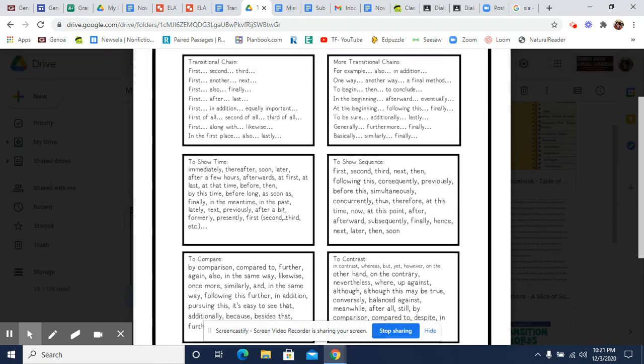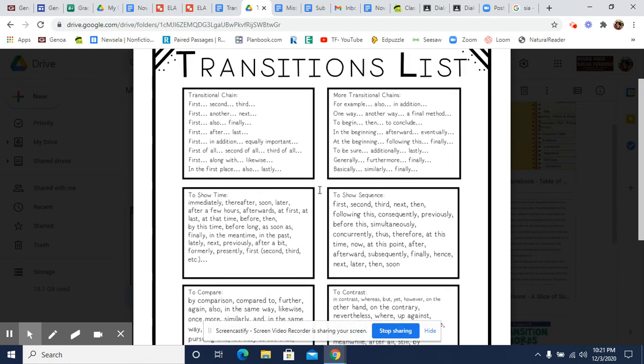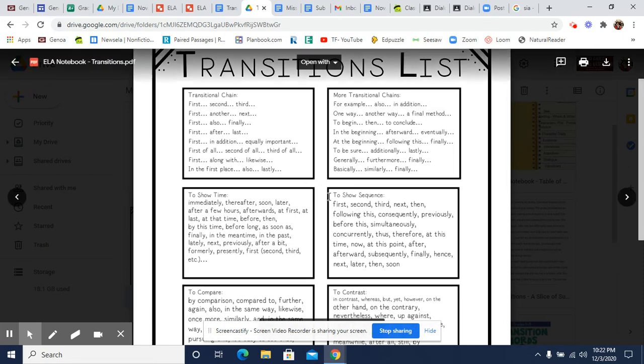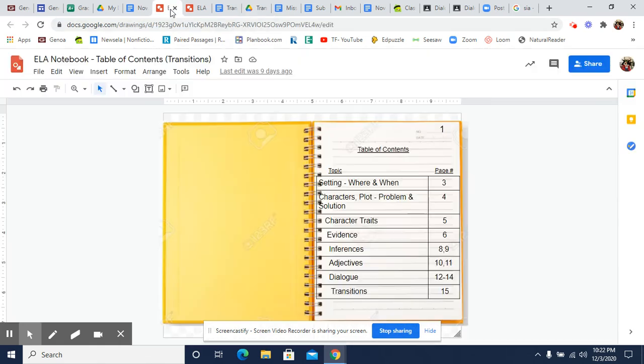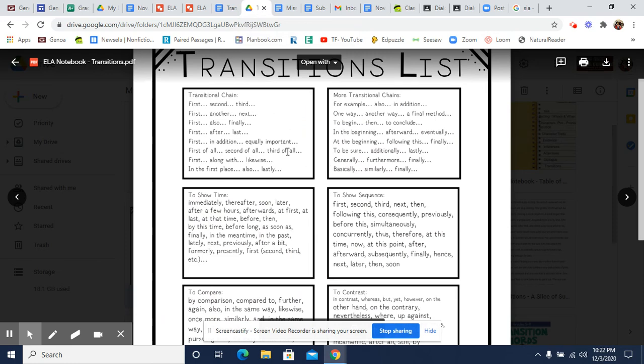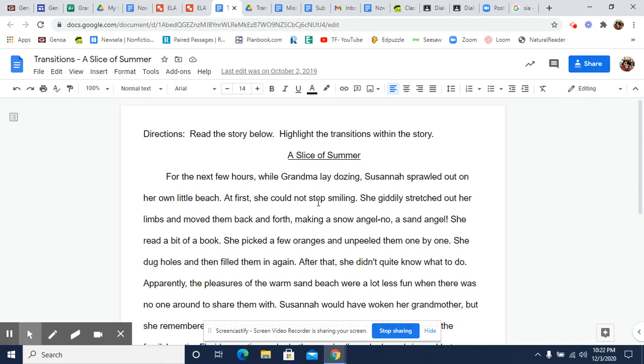But today, first of all, hopefully you've already finished the dialogue. Because some of you, I made some comments and asked you to correct it. So make sure you've done that. Then, if that's finished, you're going to glue this page into your ELA notebook and write transitions on the table of contents, like I showed you. And then finally, you're going to get a paper called A Slice of Summer.